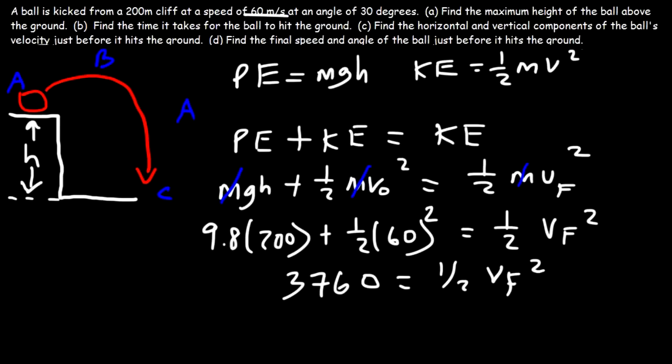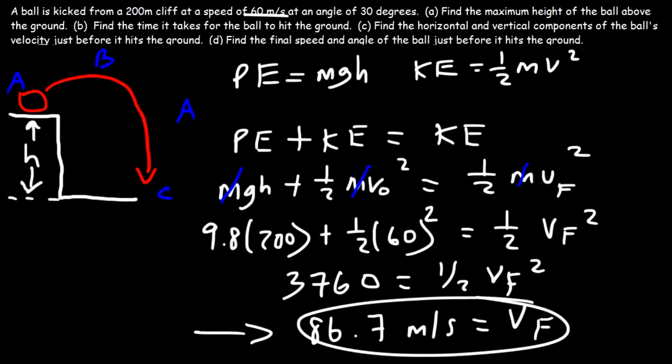Now we need to multiply both sides by 2. 3760 times 2 is 7520. And the square root of 7520 is 86.7 meters per second. So notice that we get the same answer.